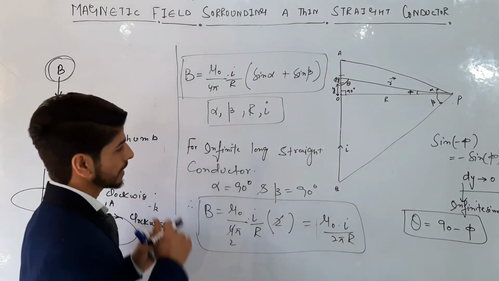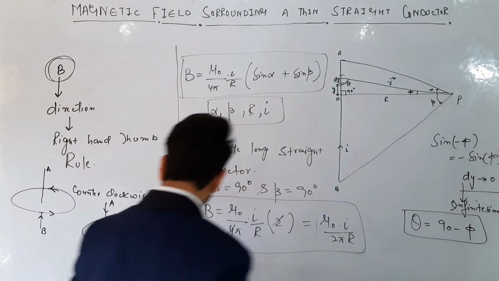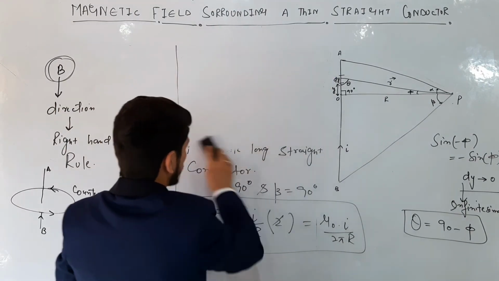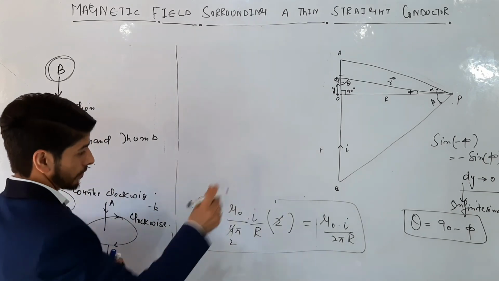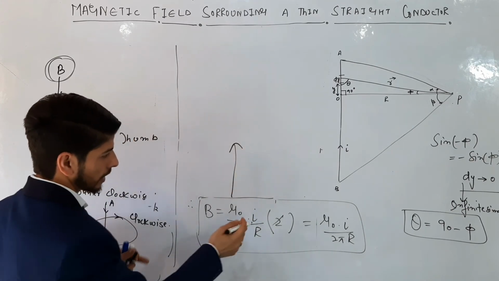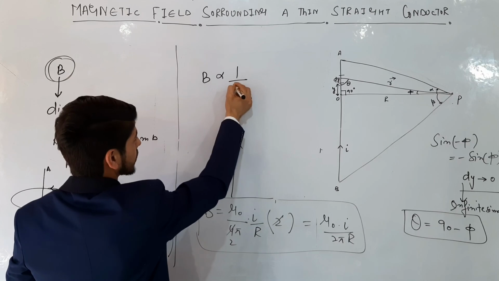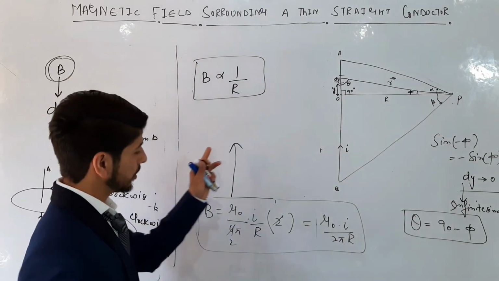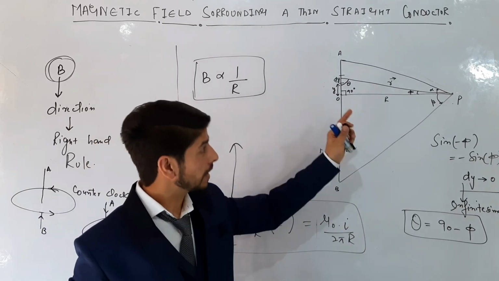Now, what will be the graph of this magnetic field? For a constant value of current, for an infinitely long straight conductor, if you draw the graph, B depends inversely upon r. If the current is constant, B is inversely proportional to r. What is r? It is the perpendicular distance of the point P from the conductor.